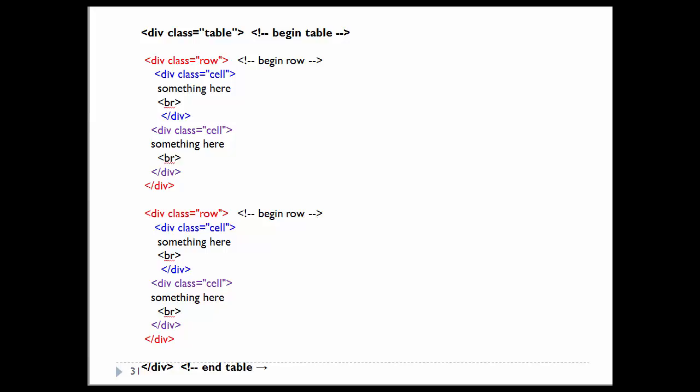So here we see an example of how you might structure your HTML, and I'm using all divs. I have an outer div for the table. I have another div, which is where the row might be. I have two of them. And inside I have two other divs where we might have some cells.